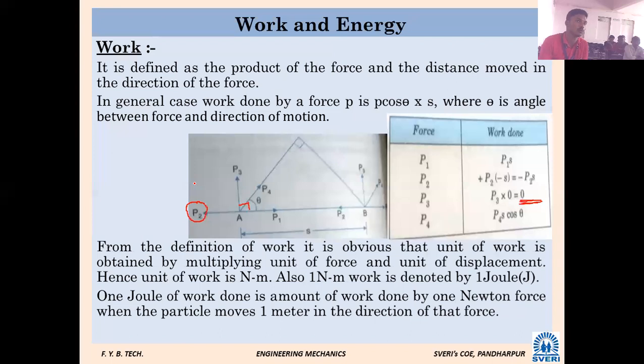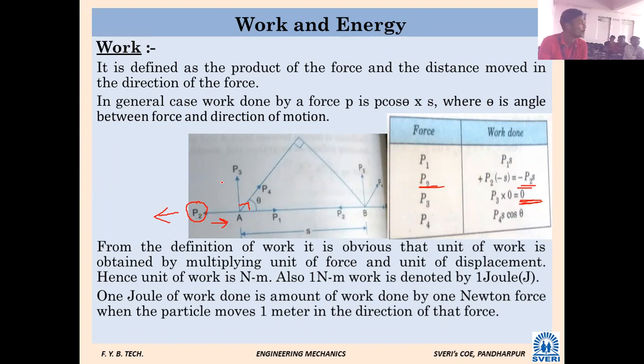The force is going towards the left, the body is going towards the right. That's why the work done by this P2 force is negative. Do you know this? If it is known, you should say yes. If not, I have to explain more.